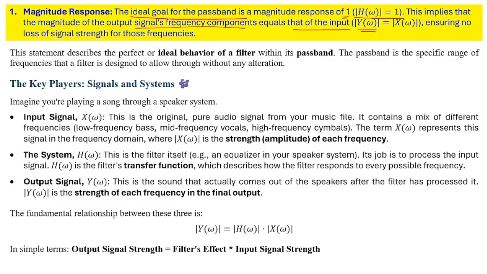Okay. So over here, what are the key players? The key players include the input signal X of omega, the system H of omega, and the output signal Y of omega. And the fundamental relationship, when we are assuming that the magnitude response will be 1, by implying this we get into this equation. Since we are considering that modulus of H of omega is equal to 1, we are saying that modulus of Y of omega will be equal to modulus of X of omega.